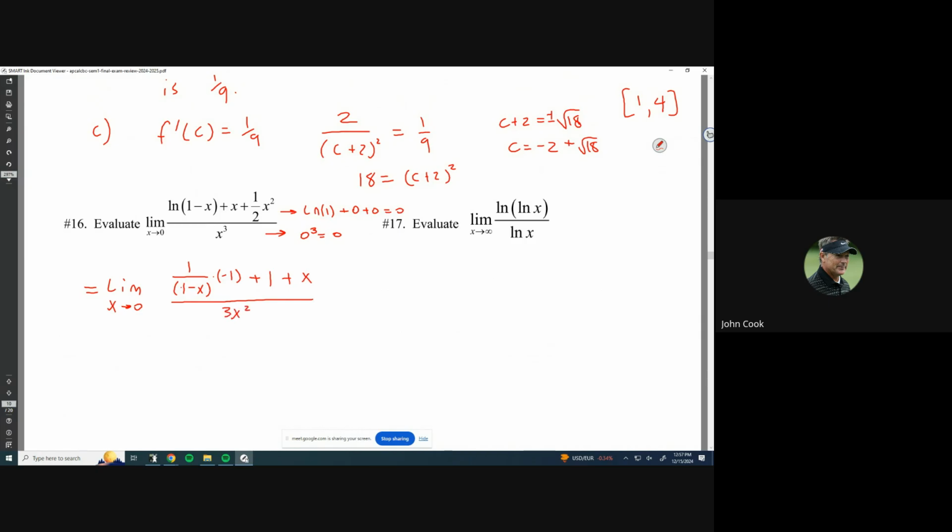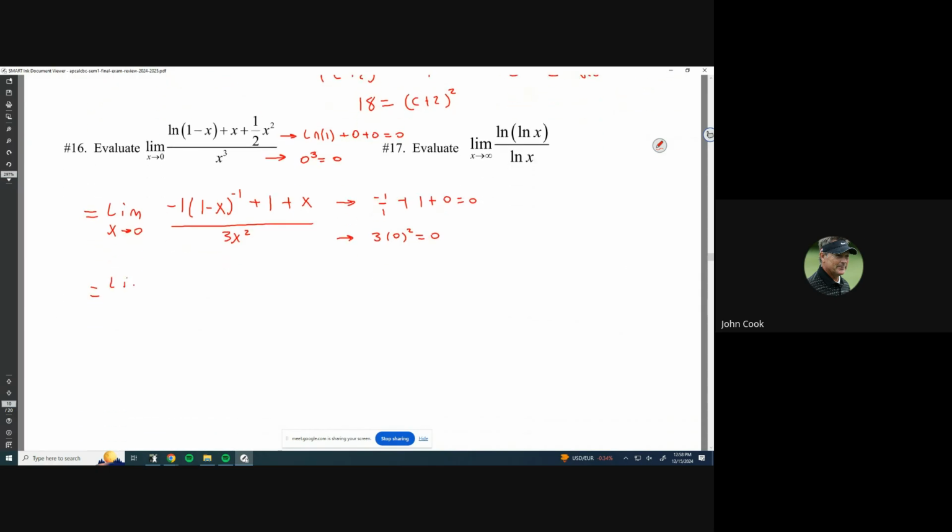Okay, try to plug it in again, see what you get. Well, let's maybe make this look a little nicer. We get a negative 1 up top, and I'll probably just rewrite that as negative 1 times 1 minus x to the negative first. That might be a little bit easier for me. So if I plug in 0, I get negative 1 over 1 plus 1 plus 0. So that's going to be 0 again. And in the denominator, 3 times 0 to the second is also going to be 0. So that means I get 0 over 0, which is going to be L'Hopital again.